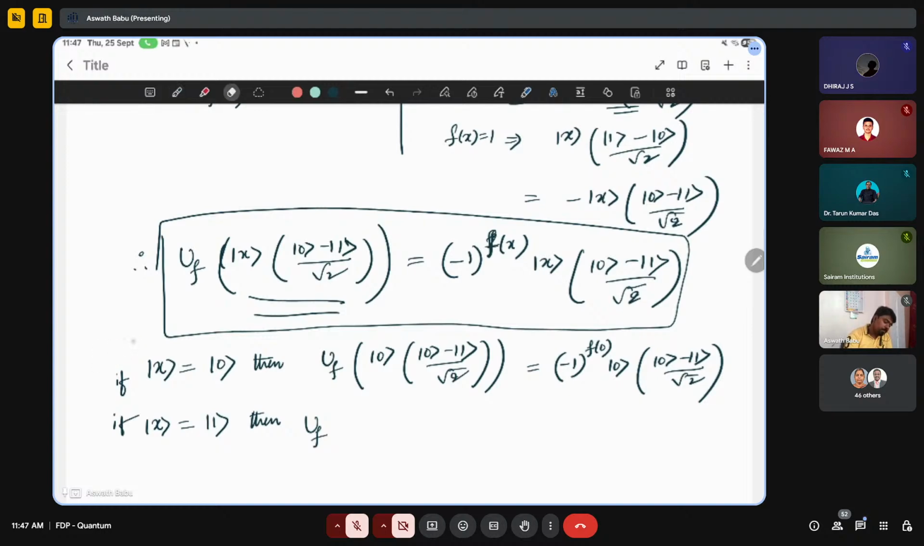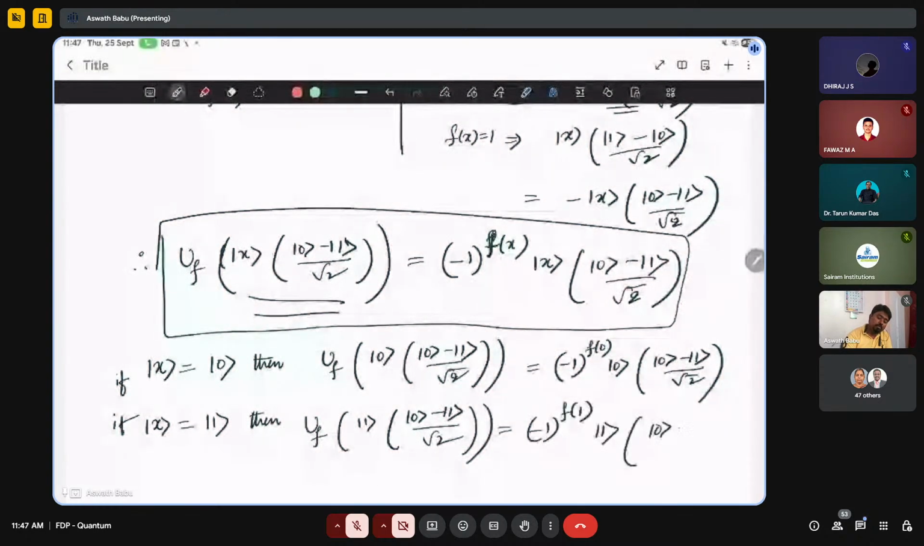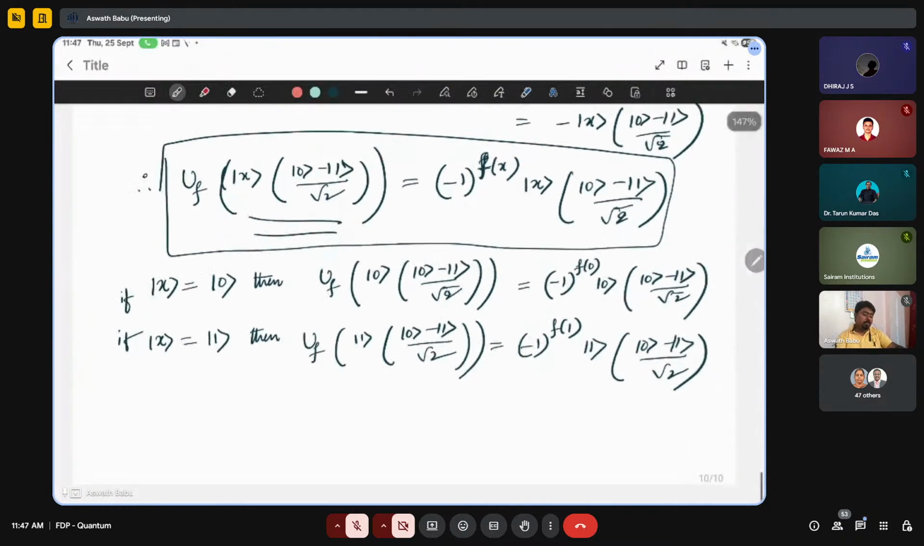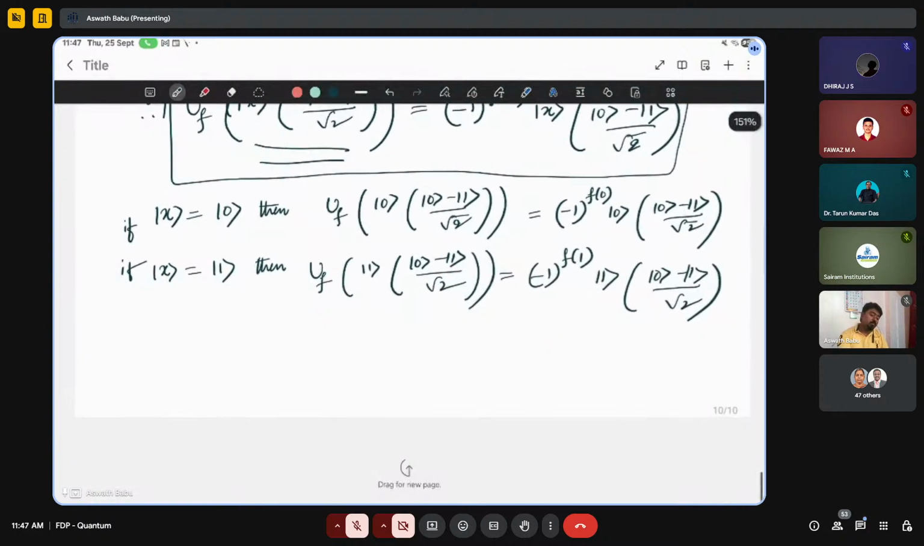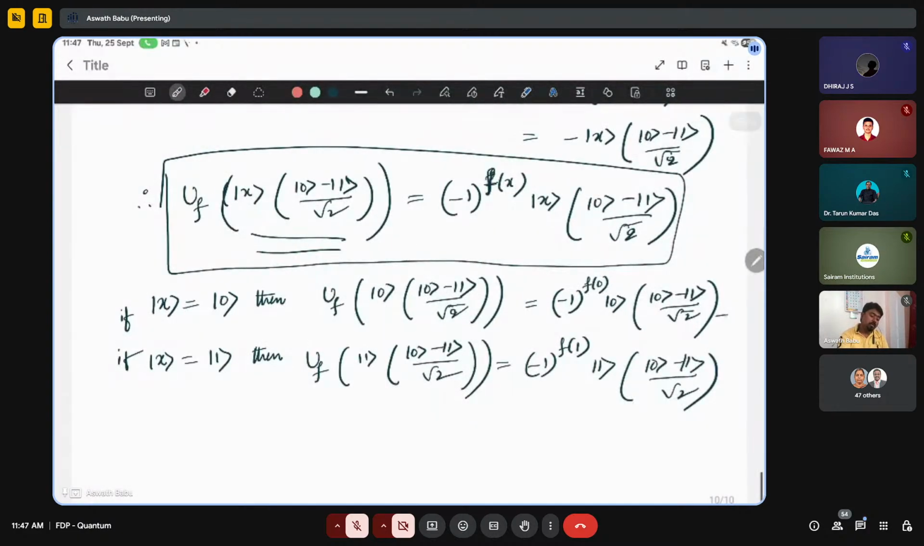Okay, when x is equal to 1, I'll have |0> minus |1>, with (-1) to the power of f(1), |1>, the cat state, |0> minus |1>. So when I found the generic case of f(x), now what I'll do is sum both the equations above, let me call them 1 and 2.